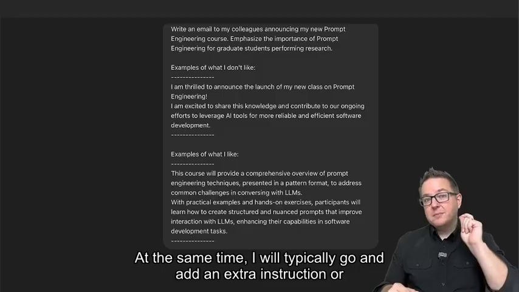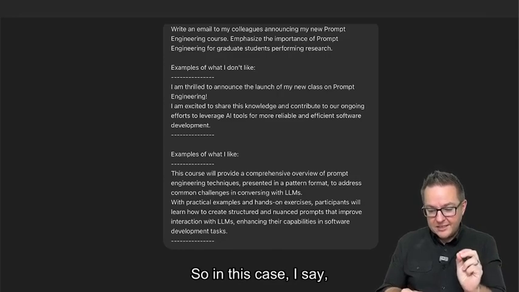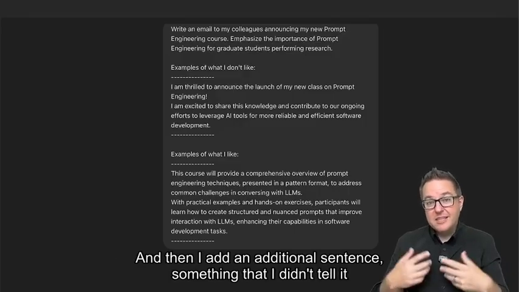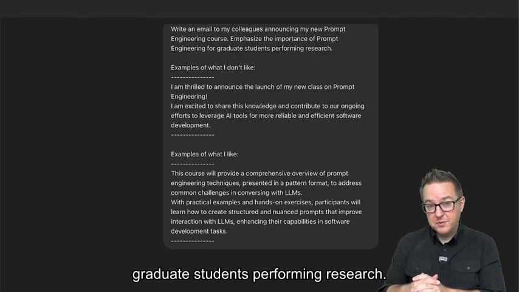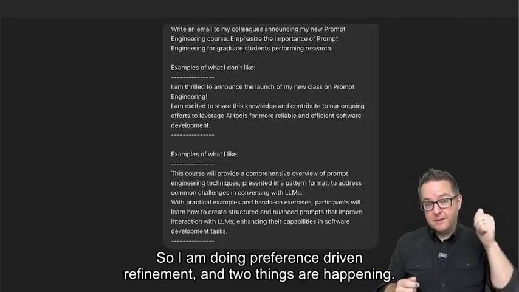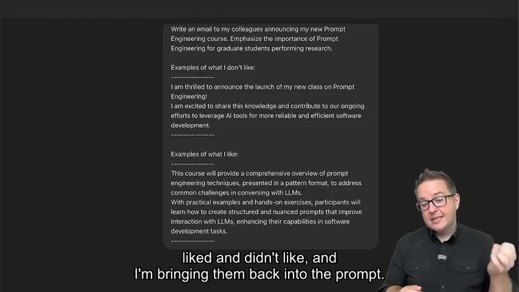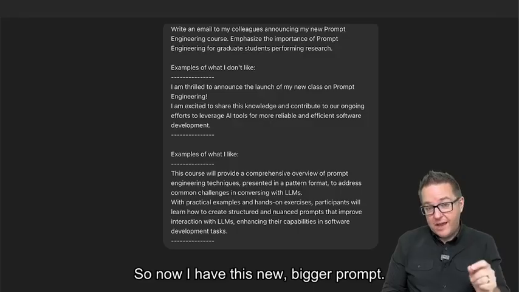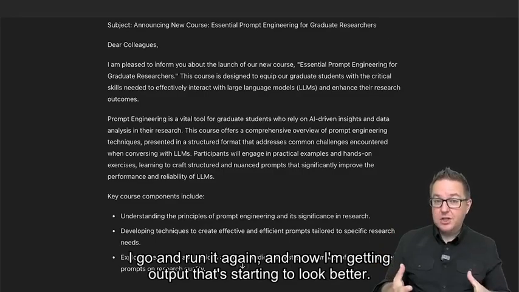At the same time, I will typically add an extra instruction or two to help refine. So in this case, I say, write an email to my colleagues announcing my new prompt engineering course, and then I add an additional sentence, something I didn't tell it originally: emphasize the importance of prompt engineering for graduate students performing research. So I am doing preference-driven refinement, and two things are happening. One, I'm generating examples, and I'm taking selections of those examples that I liked and didn't like, and bringing them back into the prompt. And two, I'm adding some additional instructions. So now I have this new, bigger prompt. I run it again, and now I'm getting output that's starting to look better.